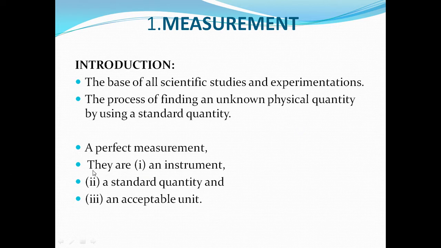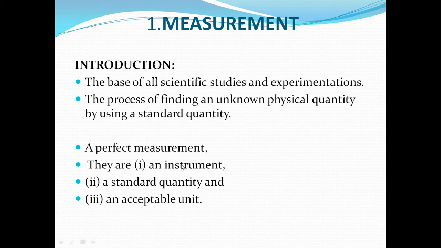Perfect measurement means we need an instrument. The instrument must be correctly made, without any damage. So we measure the standard quantity. Standard quantity means we need some measurement. Next, an acceptable unit. Acceptable unit means an internationally accepted unit we use for measurement. The unit you or I use for length is the meter, and internationally accepted the unit is the meter. That is what we want for a perfect measurement.